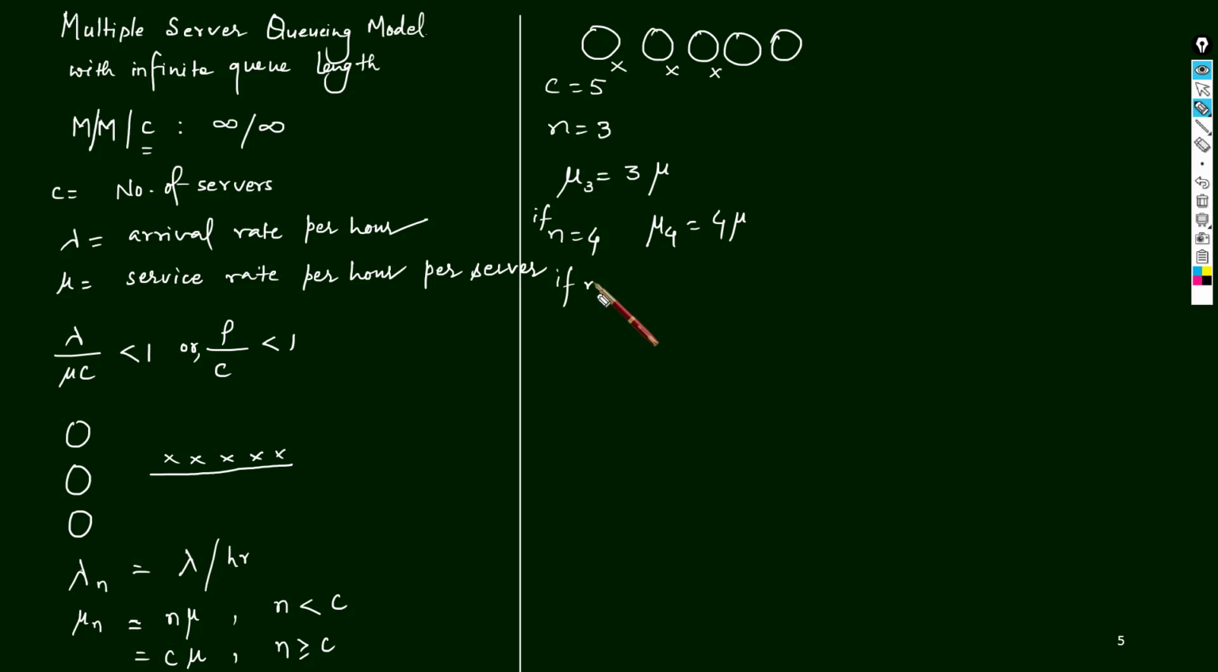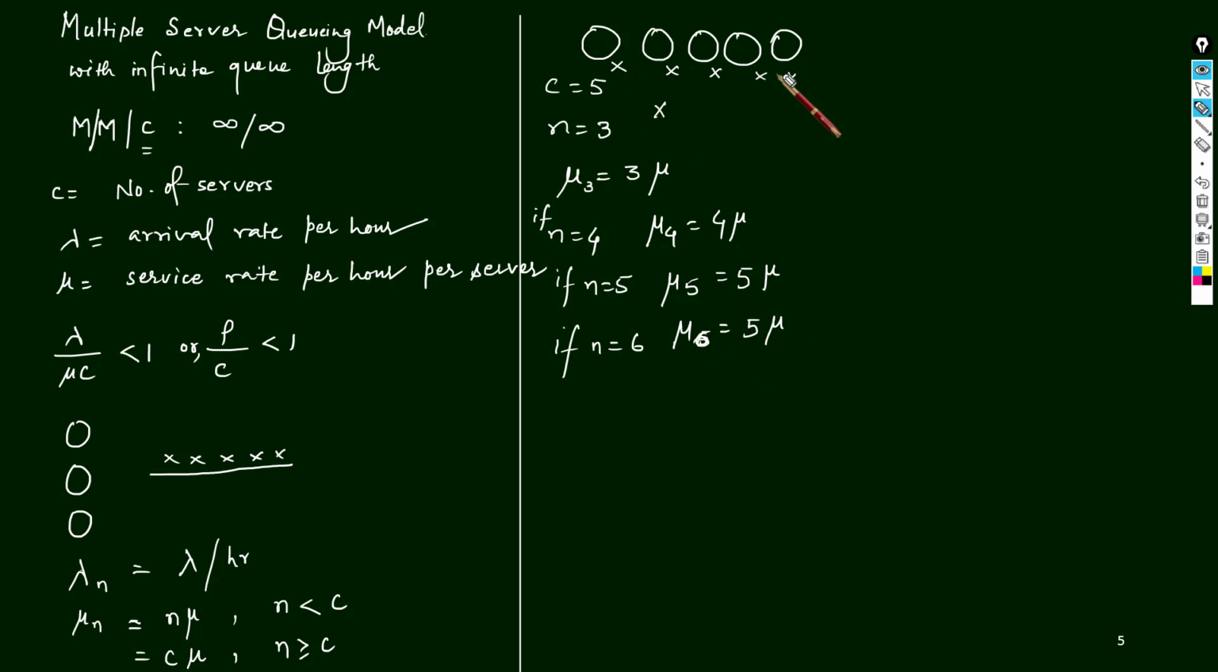If n is equal to 5, then all servers will be engaged. So 5 mu is the effective service rate. If n is 6, then what will happen? There are n customers, that is 6 customers. So 5 will be getting their service and 1 will be in the queue. So what is the service rate? For n equal to 6, that is again 5 mu.